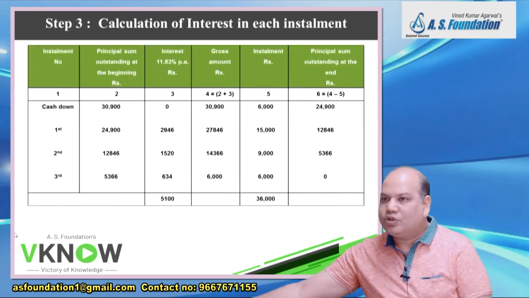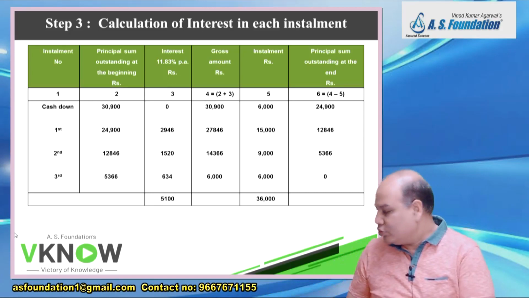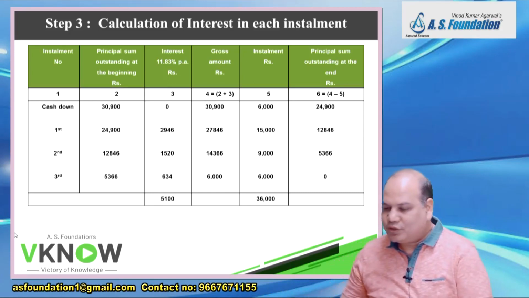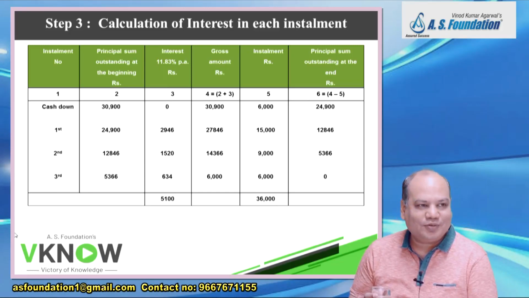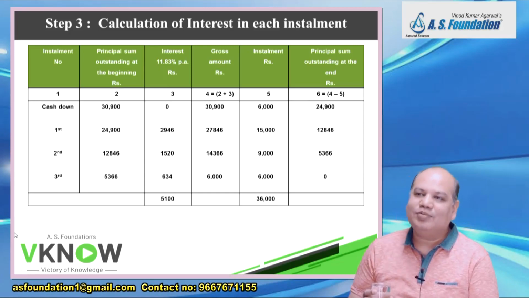Around 634 or 635 you are getting. So how many of you got 2946 first figure right? 1 mark. 1520 second, 1 mark. 3634, 1 mark. Total 5100, 1 more mark.